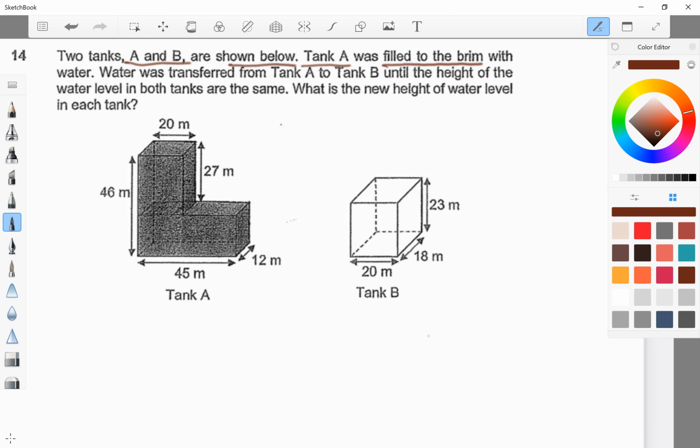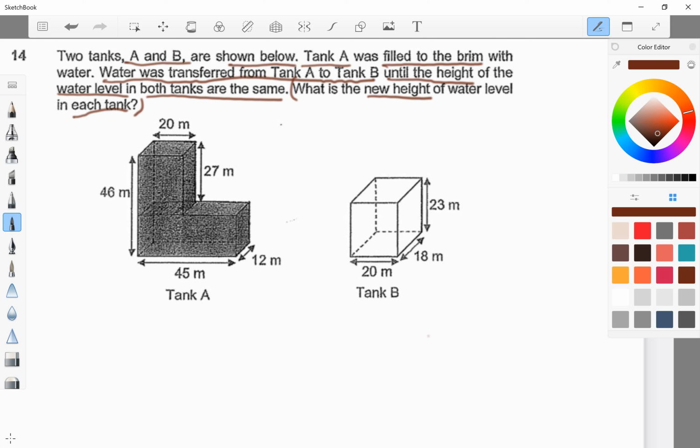So tank A was filled to the brim with water, and water was transferred from A to B until the height of water level in both tanks became the same. So the question is asking what is the new height of water level in each tank. So we have to obtain the new height for each tank. So how would a question like this be solved?